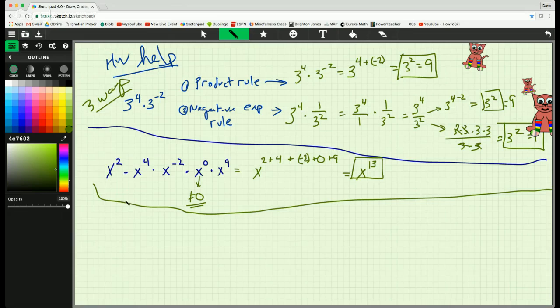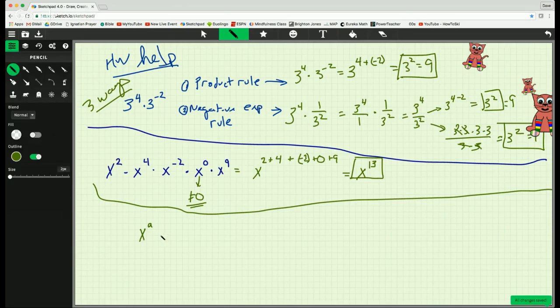Let's do one last one. This is a little trickier. We still have to add our exponents, but you're not going to be able to solve this problem fully, and you'll see what I mean. X to the a times x to the b times x to the negative 2b. Try and solve this one. Well, what did we do up here? We added our exponents. So down here, we're going to add our exponents just the same. So you try. Pause and try.